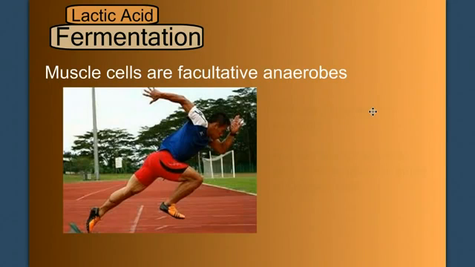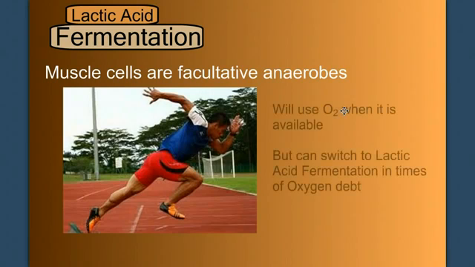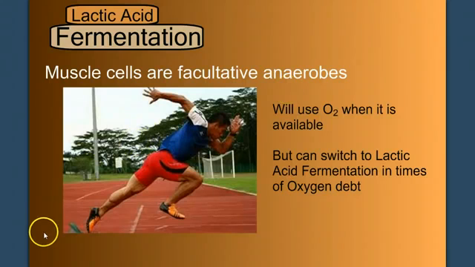I don't believe that. But muscle cells are facultative anaerobes. That means when oxygen's available, they'll use it. So as much as you can deliver oxygen to your muscles, the more efficiently you can burn glucose, 36 ATP for every one glucose. But in times of oxygen debt, instead of muscle cells having no ATP production, they can switch over to lactic acid fermentation and at least get 2 ATP for every one glucose rather than 0.